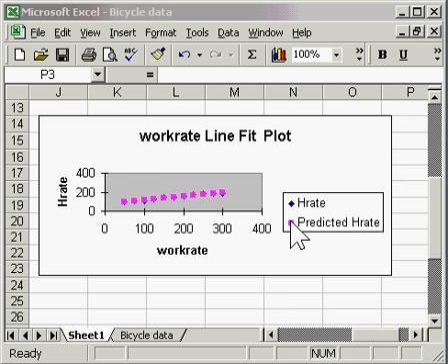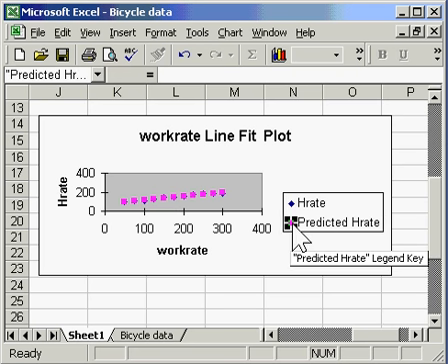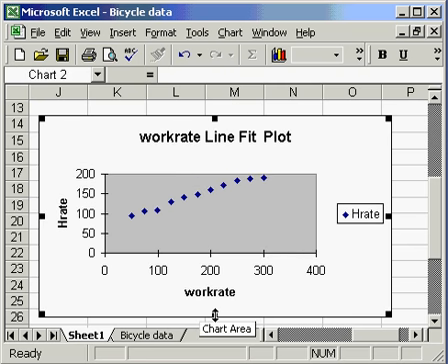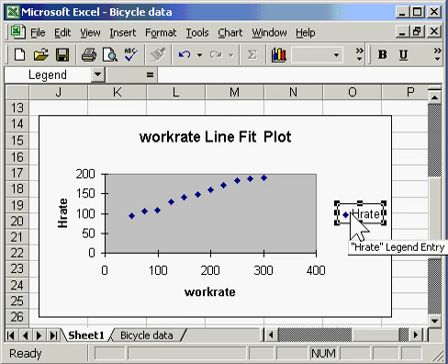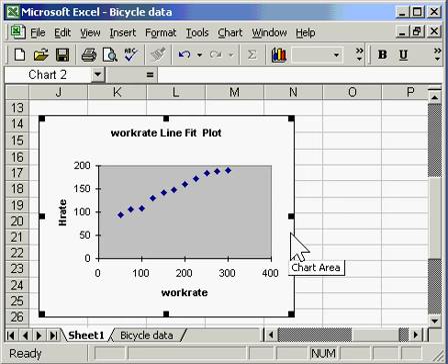Get rid of the predicted heart rate by clicking in the box and then on predicted heart rate and hitting delete. This will tidy the graph up a little bit. And then we'll resize the graph a little bit. Click on heart rate and get rid of that. Let's just square the thing up. You should be able to see that as work rate increases, heart rate increases as well. So the graph represents the relationship between heart rate and work rate very well.